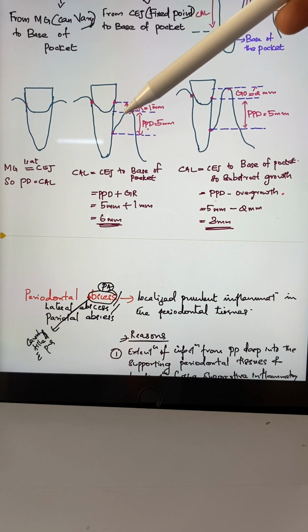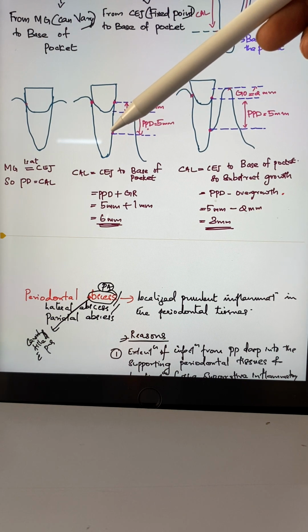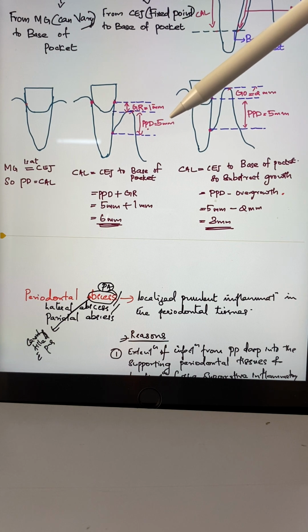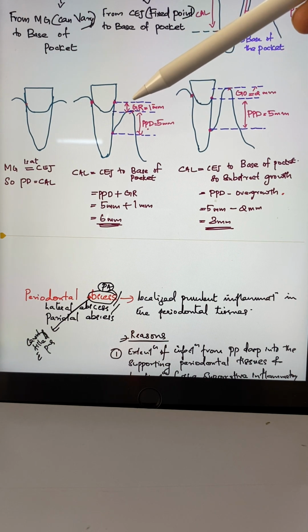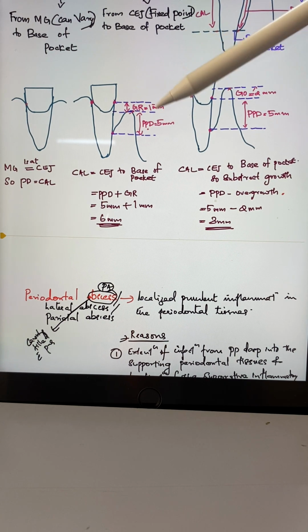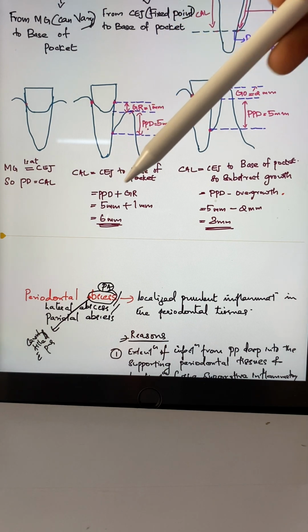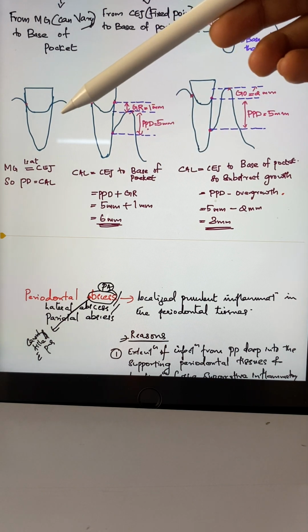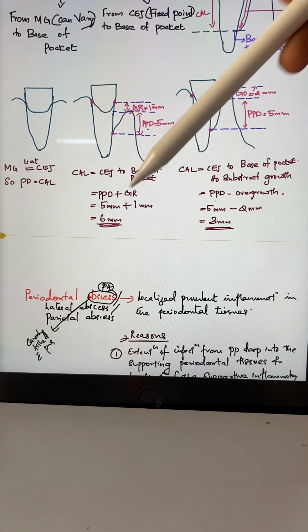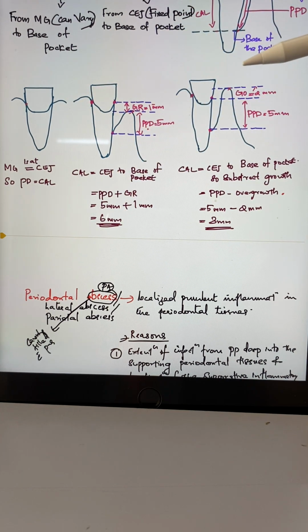See, if the pocket depth from the gingival margin to the base of the pocket is, let's say, 5 mm, and the gingival recession is 1 mm, then we add 5 mm plus 1 mm to get the clinical attachment loss. Whereas in the case of gingival overgrowth, the gingiva is here. So now the probing depth we measure from the gingival margin to the base of the periodontal pocket. Usually we have to measure from this area to this area. So now the pocket depth is 5 mm.